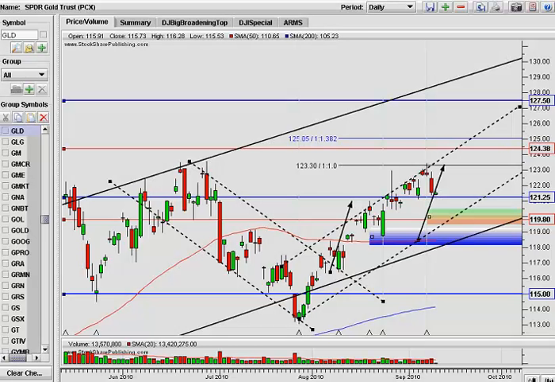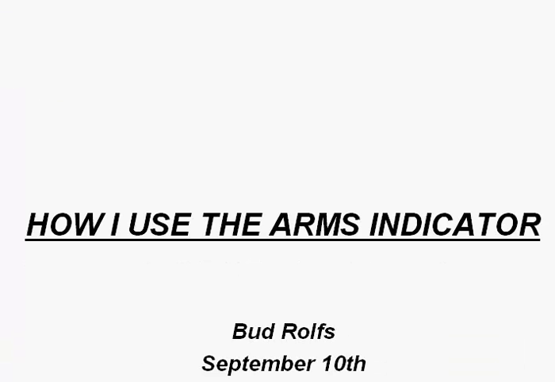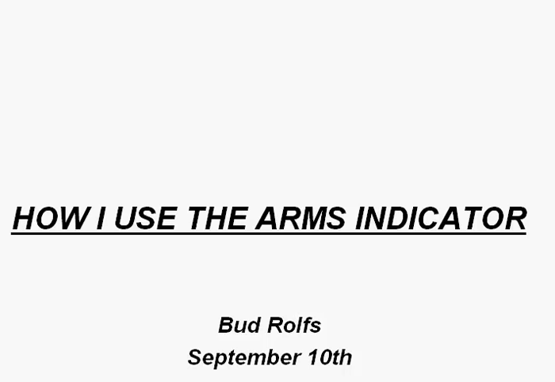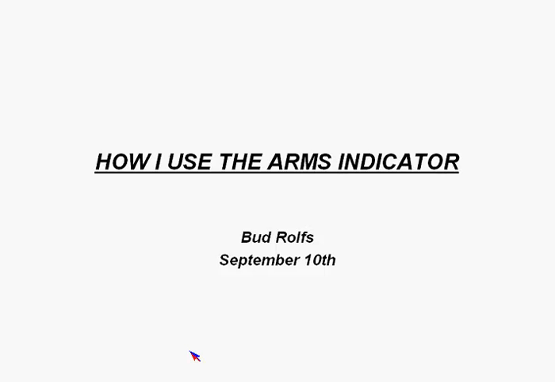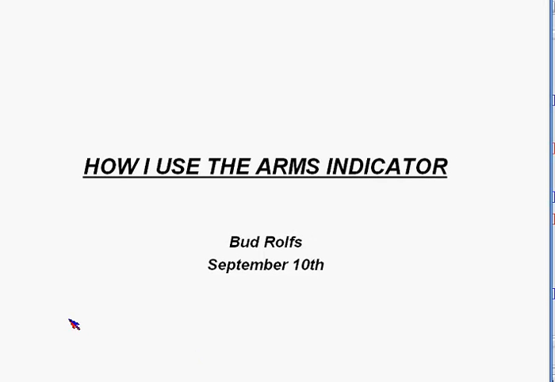Today's session is going to be called How I Use the ARMS Indicator. For those of you who are in the den, you'll be able to see the slides I'm going to show. This is a little PowerPoint show to cover the topic. Any of you who are listening, if you want a copy of what I'm going to go over, all you have to do is write me at Tiger Trading Post at TFNN.com. I'll be happy to send you a copy of what I'm going to cover on the program this morning. How I Use the ARMS Indicator by Bud Rolfs, September 10th.